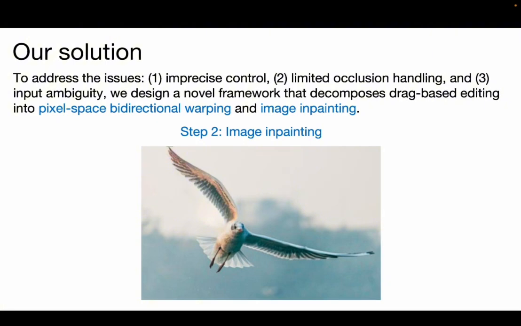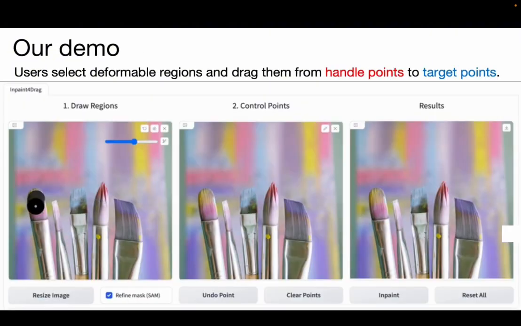The inpainting step is crucial for handling the occlusion challenges we discussed earlier. Unlike general text-to-image models, specialized inpainting models are specifically designed to handle large occluded areas more effectively. Now we show our demo interface in action. This is our interactive editing tool called Inpaint4Drag.